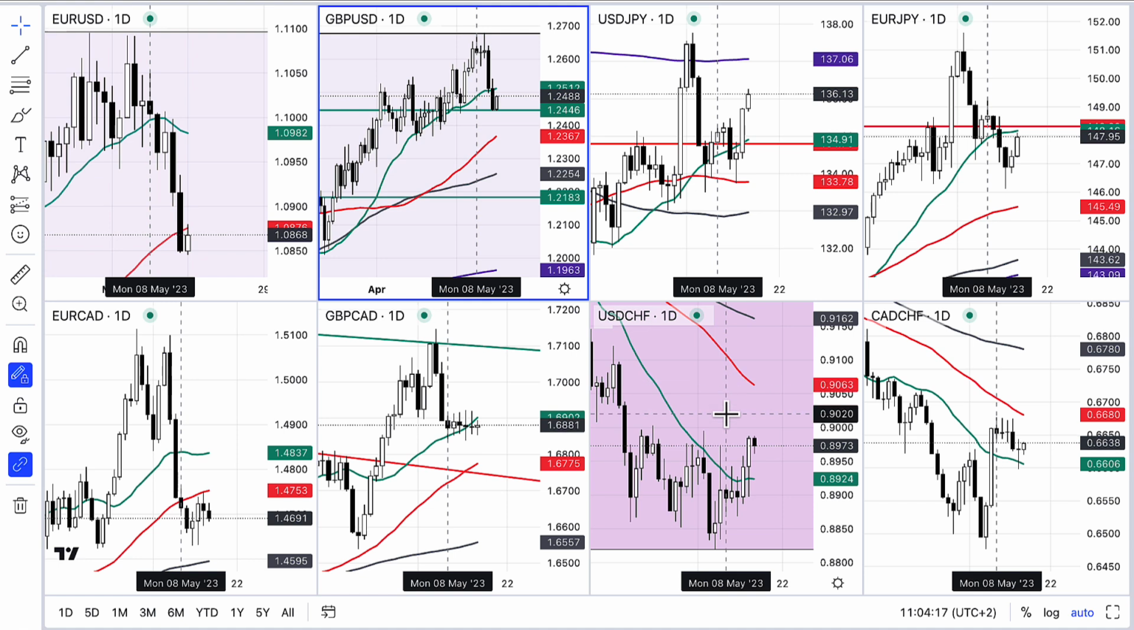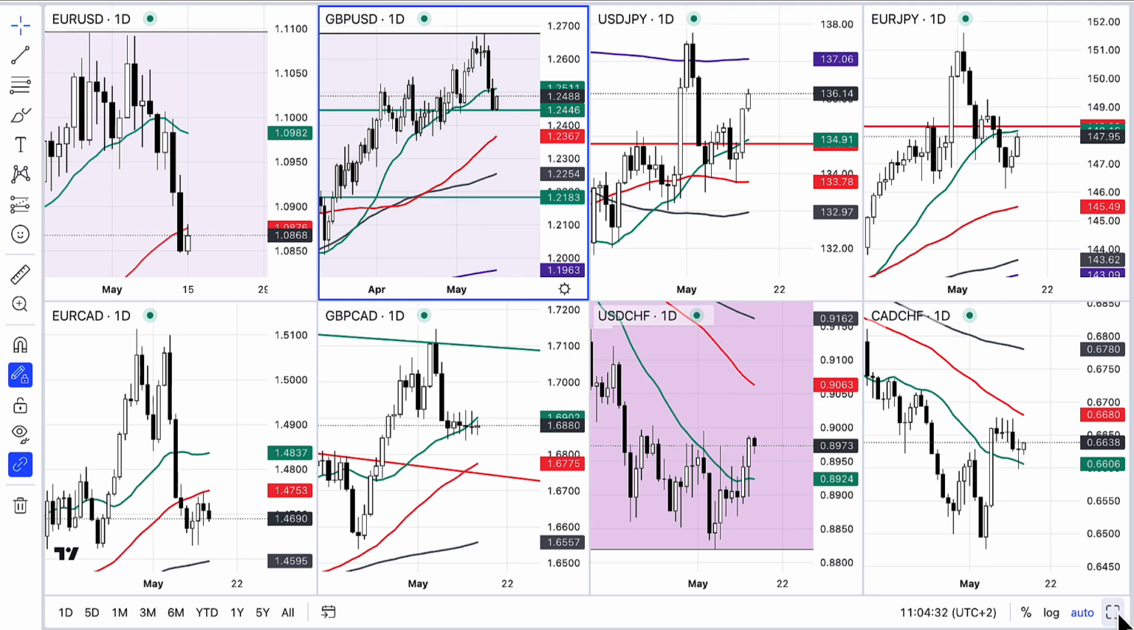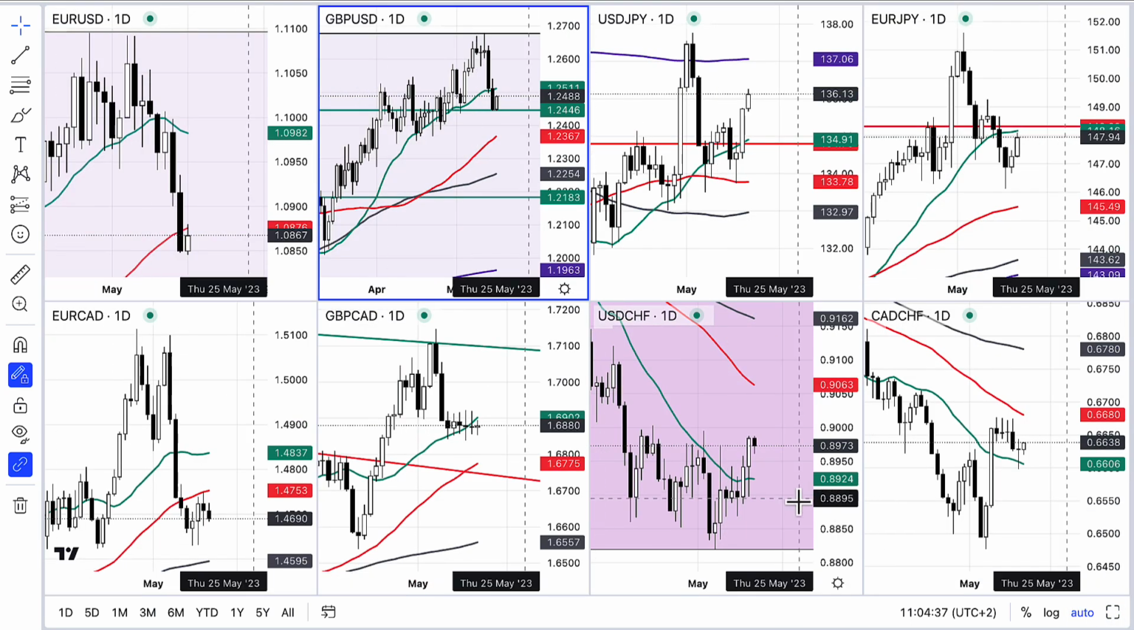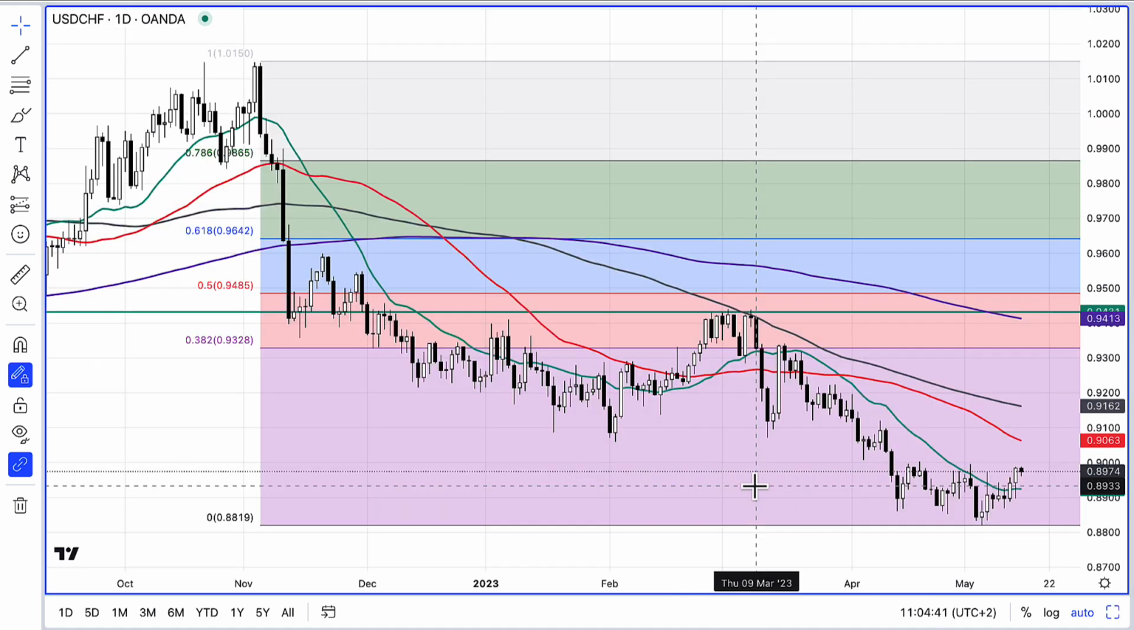The other one I wanted to talk about is the Swiss franc against the dollar. This is an interesting one, considering we're looking to buy dollars against the major currencies. The dollar Swiss franc is probably the most interesting. We've had a lot of strength in the Swiss franc. We've had a lot of strength in the Swiss franc due to a flight to safety, really.